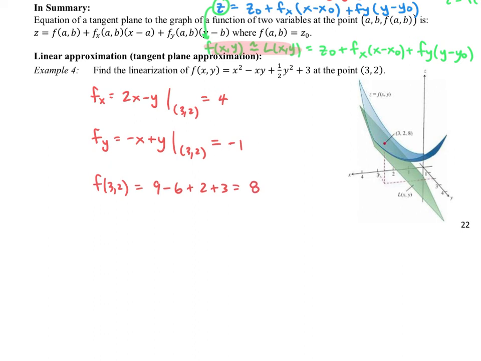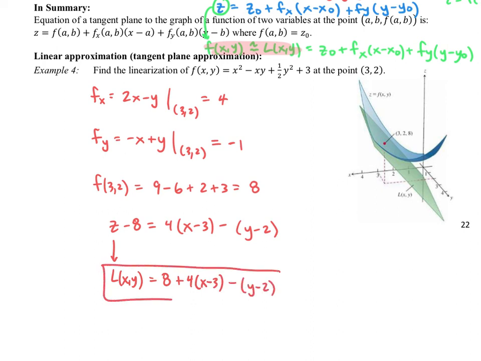So our linearization, or our plane, is going to be z minus 8 equal to 4 times (x minus 3) minus 1 times (y minus 2). Now all I'm going to do is rewrite it, because it's asking specifically for a linearization of a function. So I'm going to let z be L(x, y), and I'm going to move the 8 over. Those are all based on the directions above. And there we go. That would be a formal linear approximation. Okay, let's move on to the next page and try example 5.